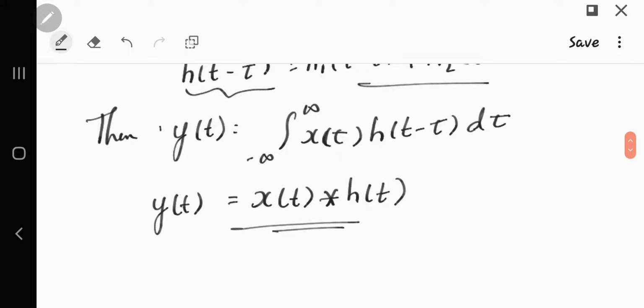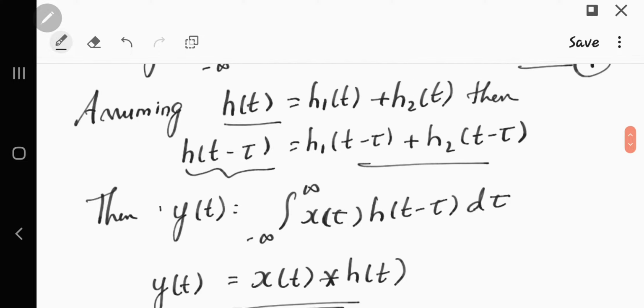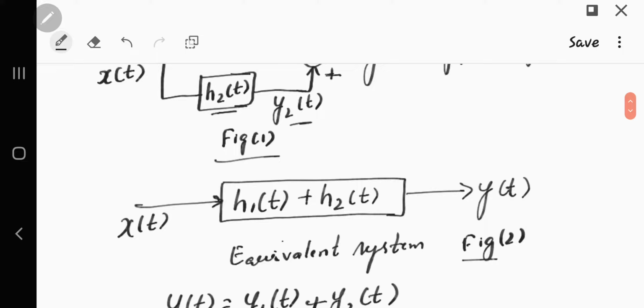First one is h of t, which is identified as the impulse response of the equivalent system representing the parallel connection of two systems. So, the impulse response of the overall system represented by two LTI systems which are connected in parallel is the sum of their individual impulse responses. So, this is what we get when the system is connected in parallel.